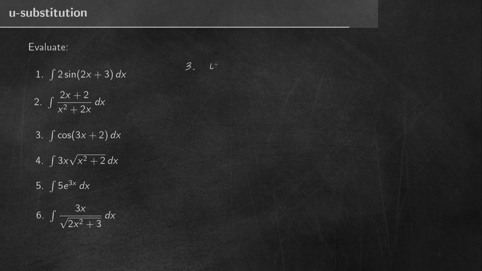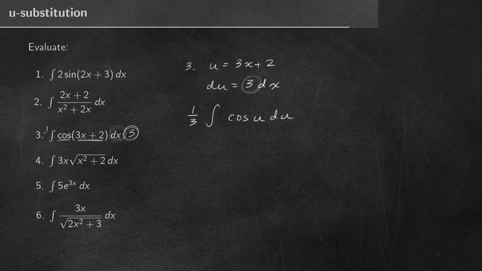Number 3, we're going to let u equal 3x plus 2. So du equals 3 dx. And when I rewrite, I get cosine u, 1/3 du. So I'm missing the 3 on that one. I have here cosine of u, and then I only have a dx left over. I don't have the 3. So to compensate for that, it's like I'm multiplying by 3 to put it in there, but then to compensate, I have to multiply by 1/3 on the outside.